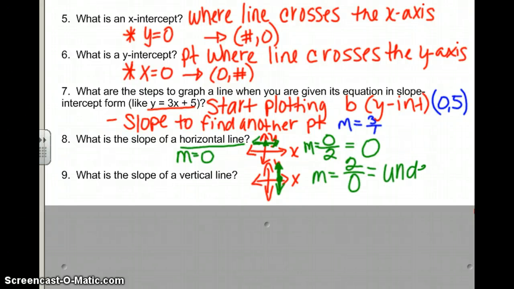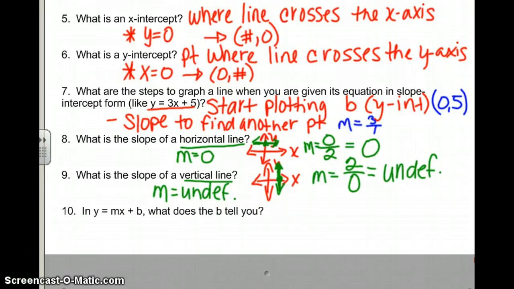So hopefully you will all remember that you cannot divide by 0. So the slope of a vertical line will always be undefined. We can abbreviate it with undefined there. All right, and last equation, what does the b tell you? We already talked about this. b is your y-intercept, and it is your starting point for graphing.